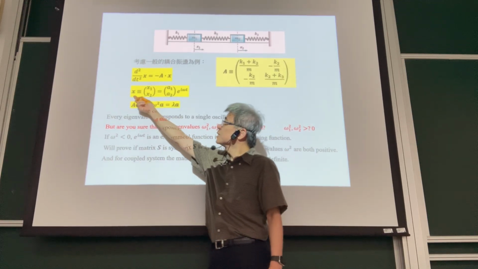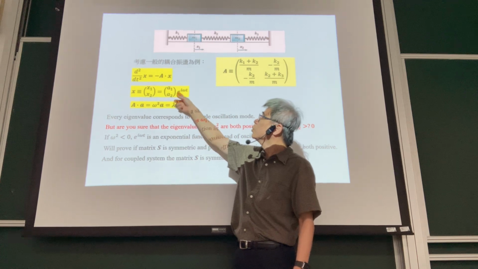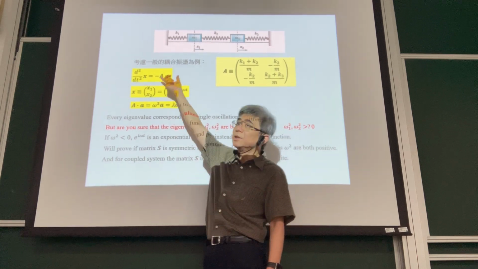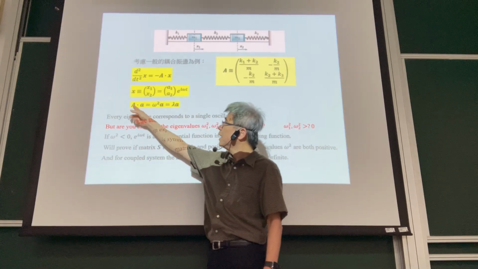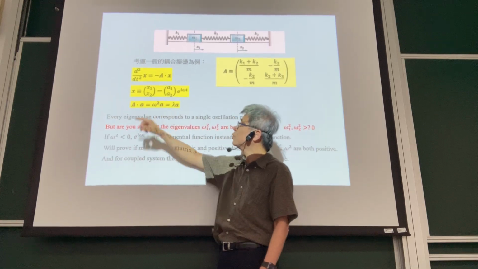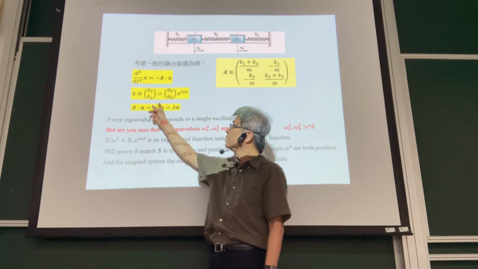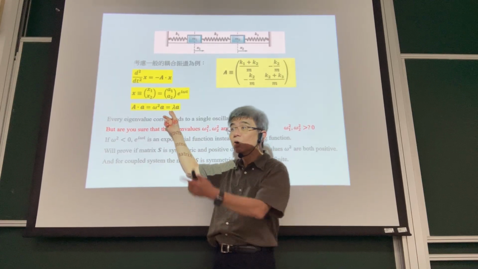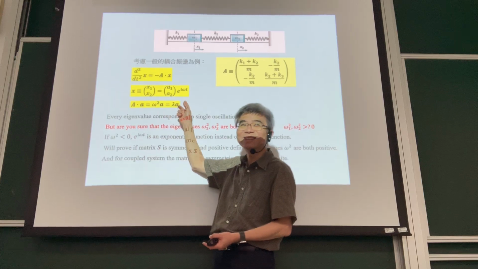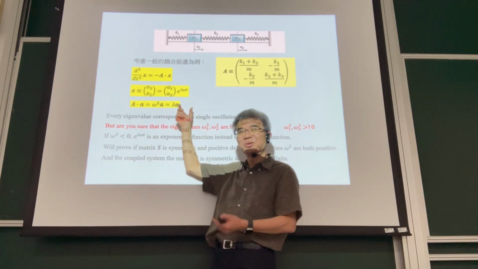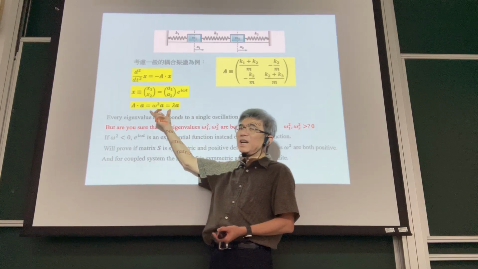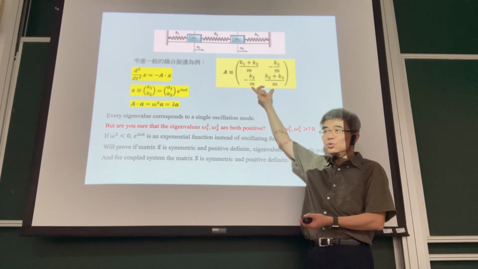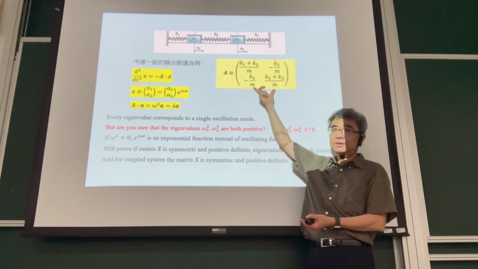And then I assume the solution is A1, A2 times exponential i omega t. And you plug this form into the equation, you get A times A equal to omega squared times A. So I say this omega squared is the eigenvalue. Sometimes I call it lambda. Or in your homework, maybe you will call it lambda omega 0 squared, to make your calculation easier. Anyway, this is the eigenvalue problem for this new generalized matrix.